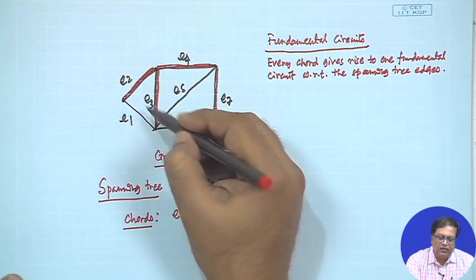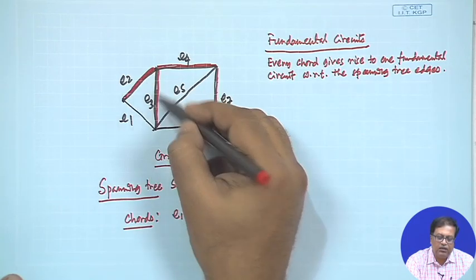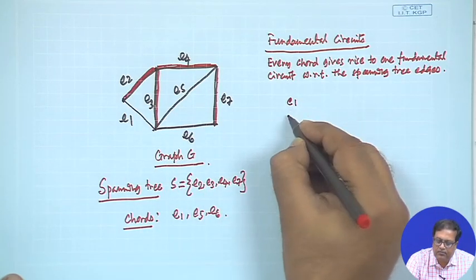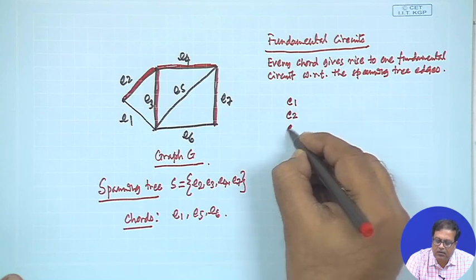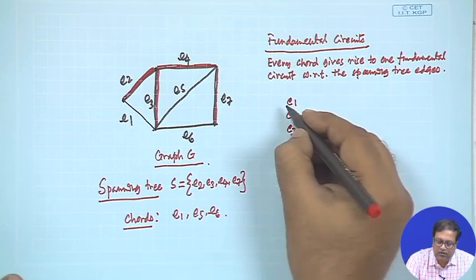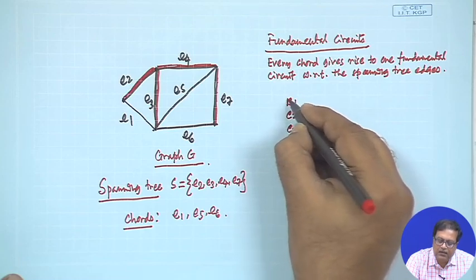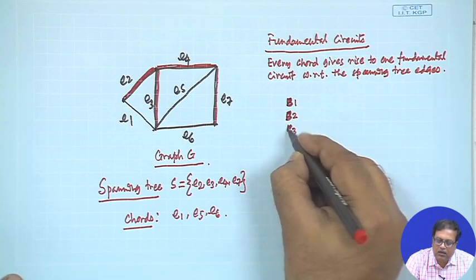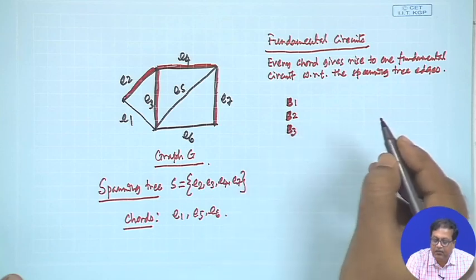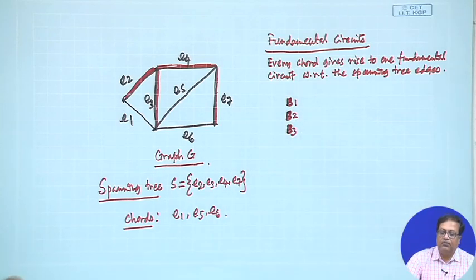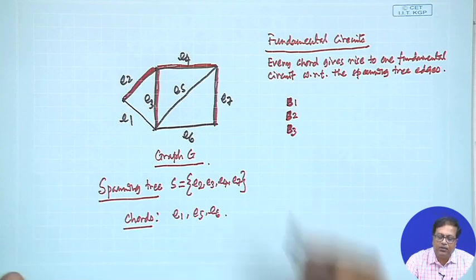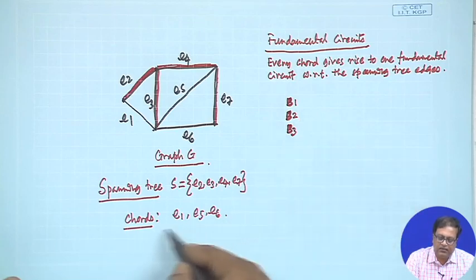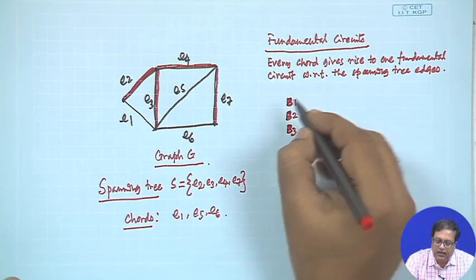So, if you take E1, look here, E1, E2, E3, that will make a fundamental circuit. All right. So, we can write here C1, C2, C3. Although we will not write C1, C2, C3, the fundamental circuits are actually shown not in terms of C1, C2, C3, but as B1, B2, B3. Why not C? Because C is reserved for the cut set matrix. So, B1, B2, B3 are my 3 fundamental circuits coming out of the 3 chords.